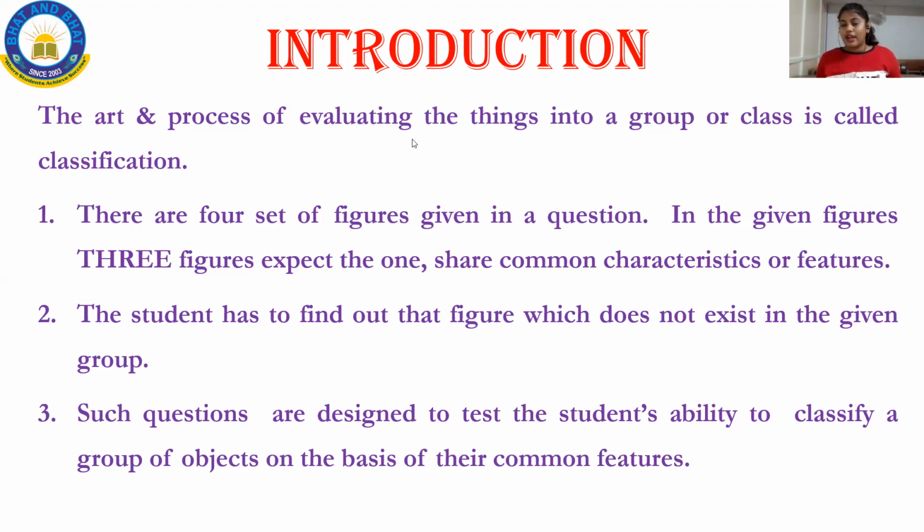Or I'll give you one more example. Peacock, parrot, sparrow, lion. So what is the odd one out? Lion. Why? Because these 3 have the same property. What is that? They belong to the group called birds. This is how we have to solve the first chapter, odd one out.